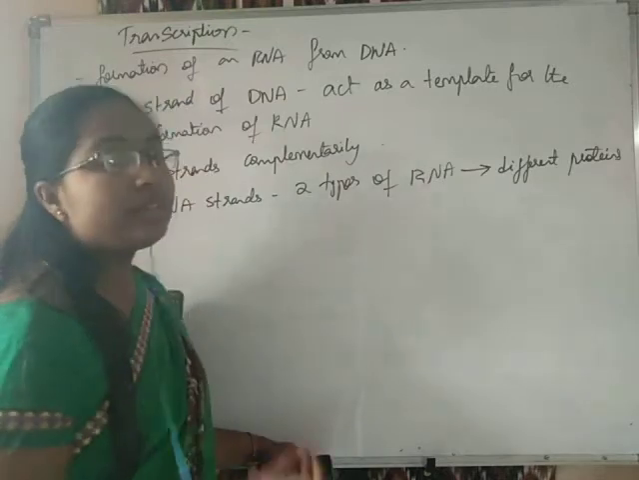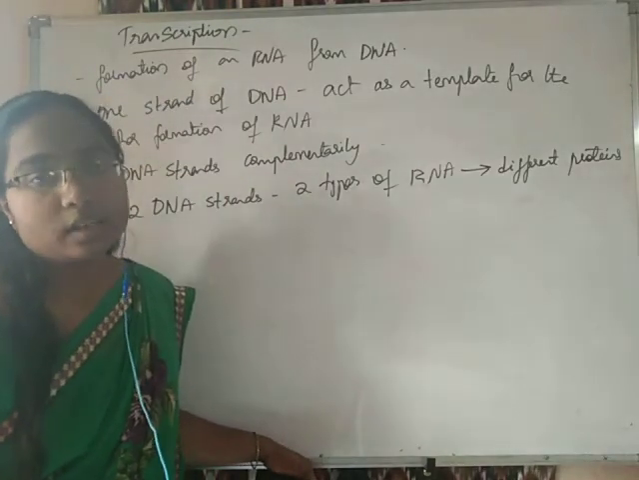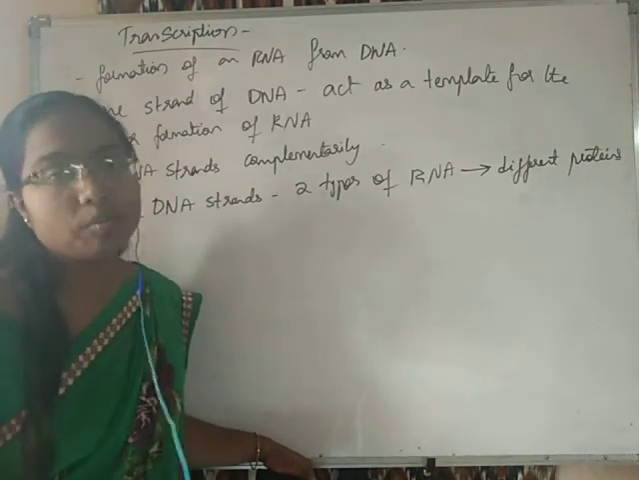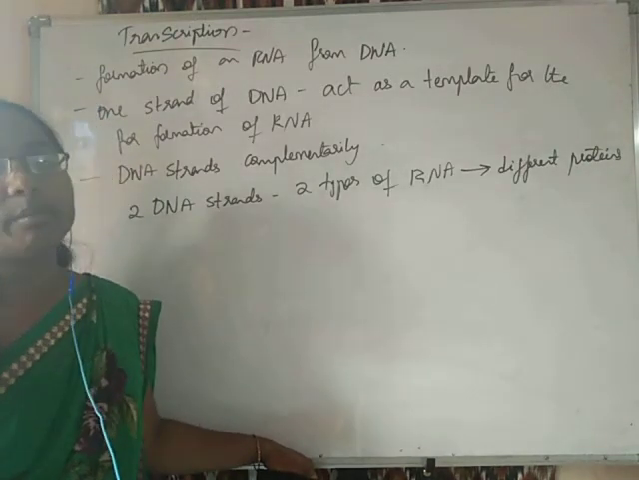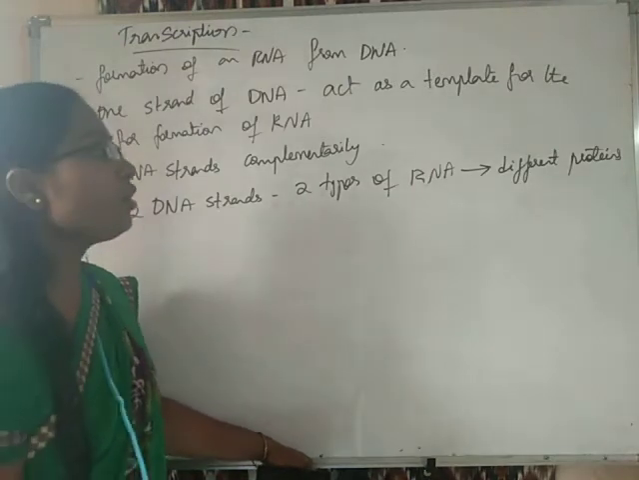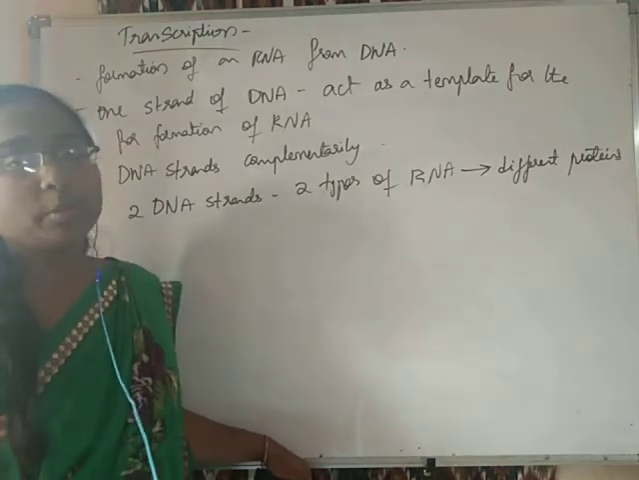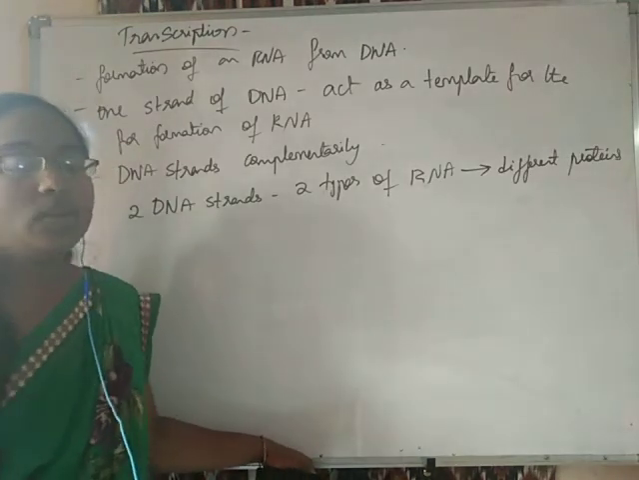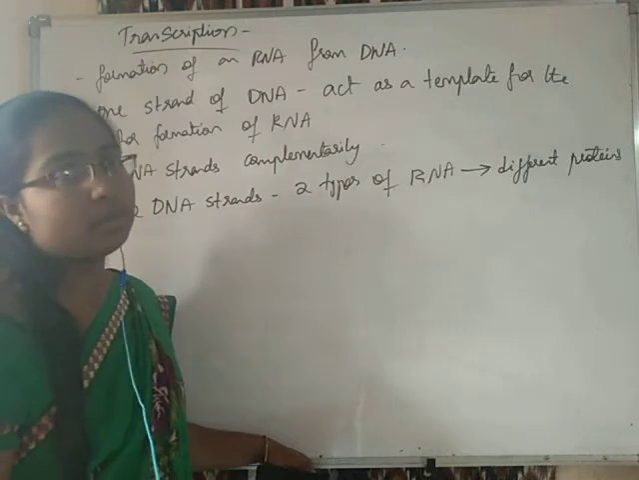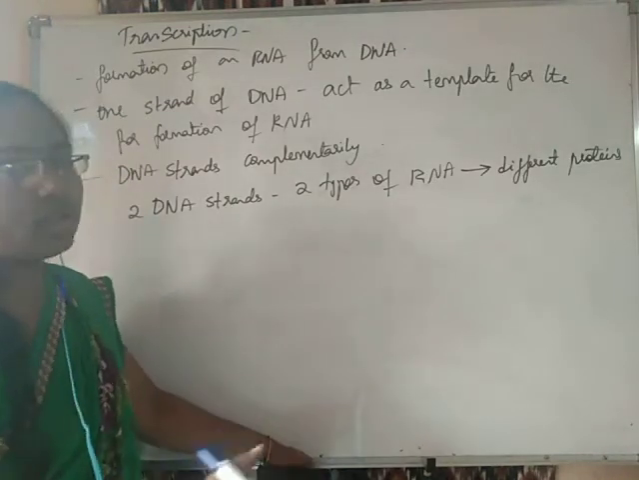Okay, so this is going to complicate the machinery for production of proteins. Because two different types of RNA are not needed, we need only one type of protein to be produced from one DNA. Two different types of proteins would be produced from two different strands of DNA. So that is not happening.